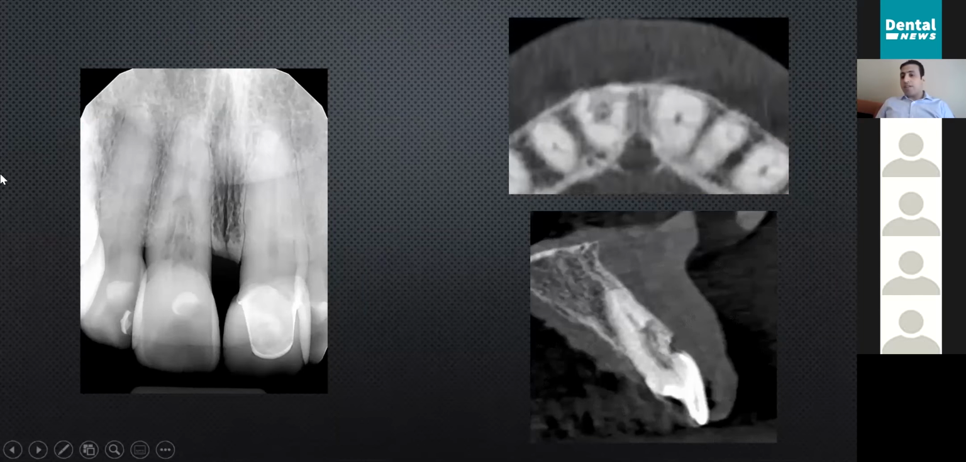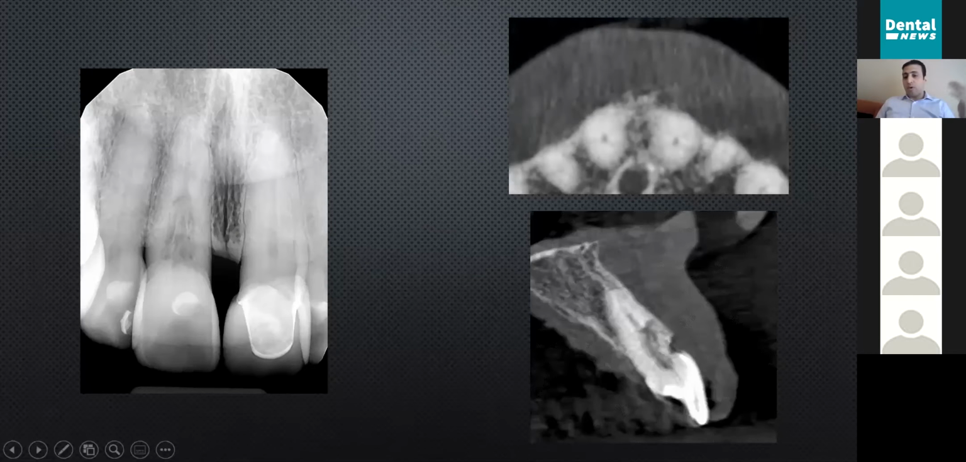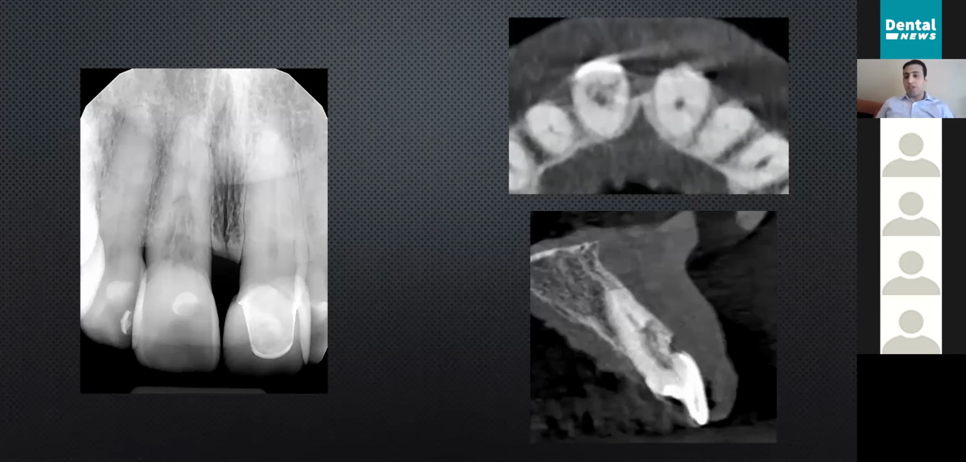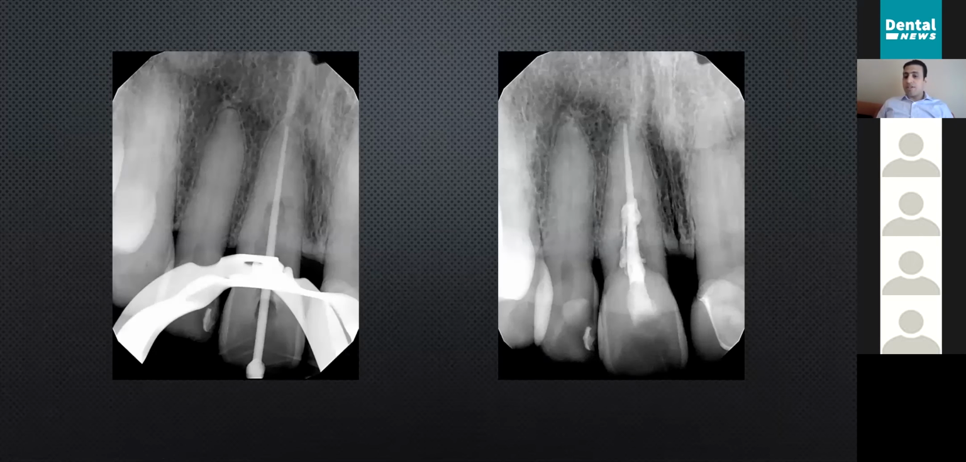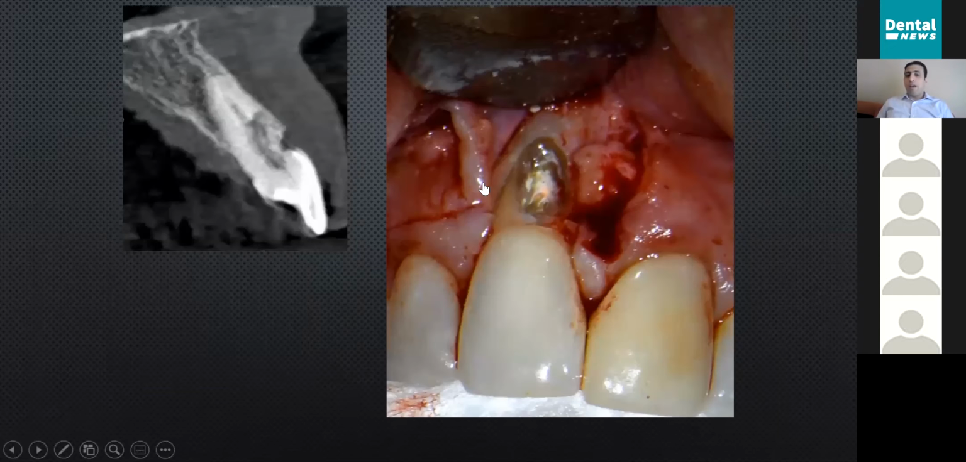Now, the problem with these cases is, again, the prognosis is much lower than when we're dealing with class 1 or class 2, according to Heithersay. But with motivated patients, with all the armamentarium that we have, there is a way for success in these cases. However, after doing the root canal treatment, you can see how messy the operation is, and that's why I prefer to do the root canal treatment first, followed by the surgery.